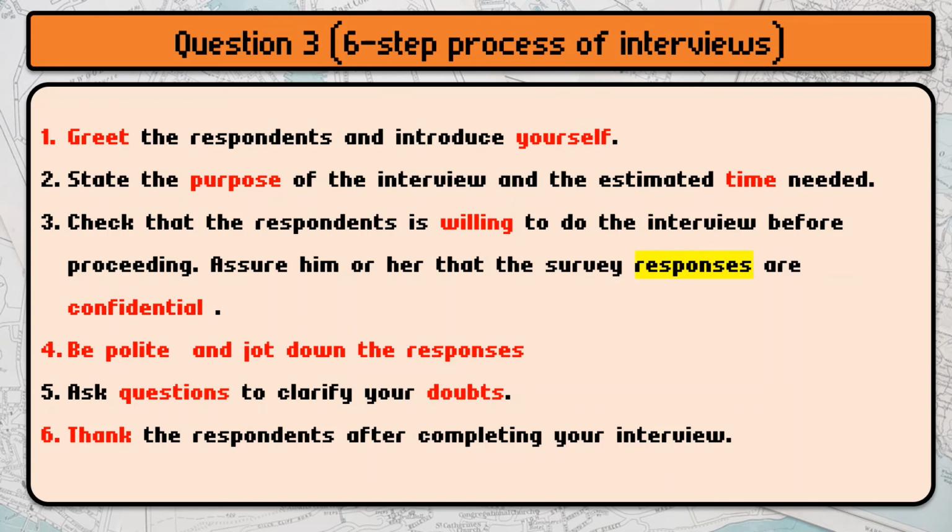Fifth, ask questions to clarify your doubts. Do not assume that what you think your interviewee is saying is what they are actually feeling. For example, let's say you ask, what do you like? And the person says, I like food, and then you go on to write in your interview questionnaire, this person liked apples. The person said nothing about apples, but you are assuming that the person is saying something about apples. Do not do this. Ask questions if you are not sure. And lastly, thank the respondents after completing the interview.